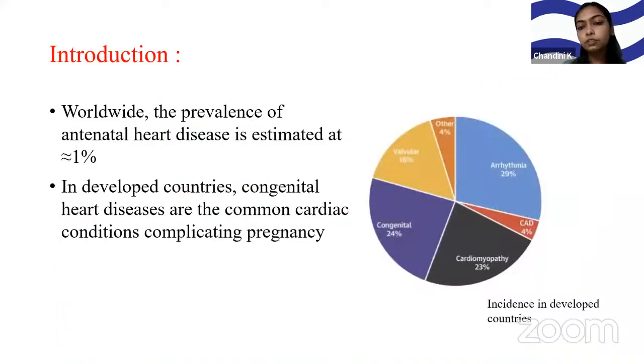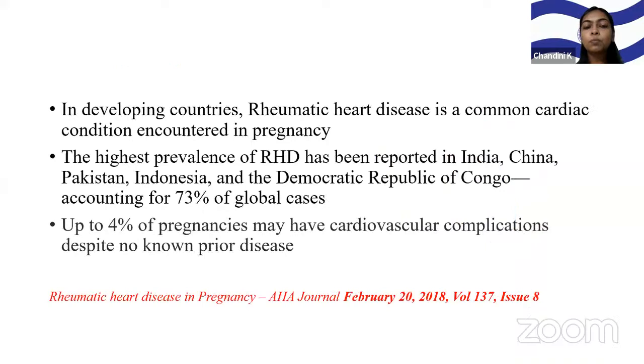Moving on to the introduction of this class, it is known that worldwide, the prevalence of antenatal heart disease is estimated at 1%. But the prevalence and causes of disease differ between developed and developing countries. In developed countries, congenital heart diseases are the most common cardiac conditions complicating pregnancy. As shown in this pie chart, congenital conditions cause almost 24% of cardiac diseases in pregnancies, followed by peripartum cardiomyopathy and other cardiomyopathies at 23%, and valvular lesions contributing 16% of pregnancies. Whereas in developing countries, the most common heart disease in pregnancy is rheumatic heart disease.